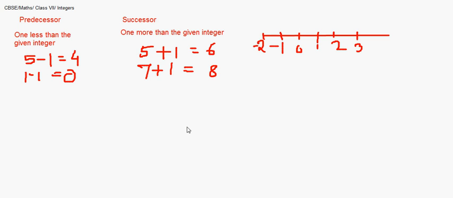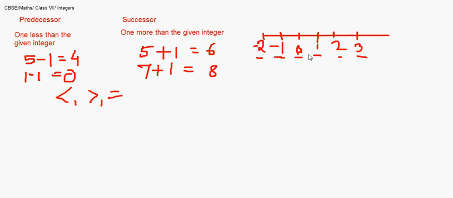Now, based on this, you can actually tell which one is greater. If you are asked to compare integers, like if you are asked to put the less than, greater than, or equal to symbol, just in your mind, think of this number line. Any number to the left of the given integer will always be less, like minus 1 is less than 0, similarly minus 2 is less than minus 1. On the right of the given integer, they are all bigger numbers, like 1 is bigger than 0, 2 is bigger than 1, 3 is bigger than 2, so it becomes easier for you to compare.